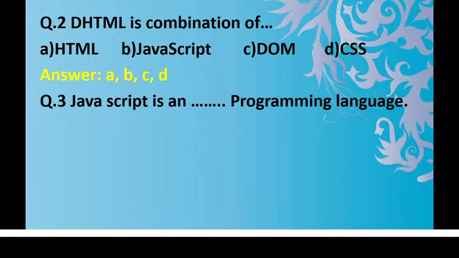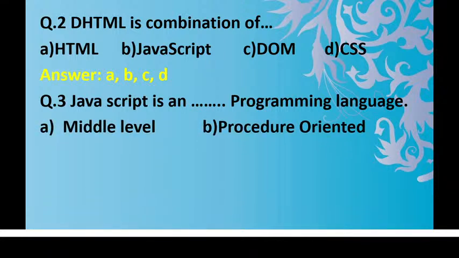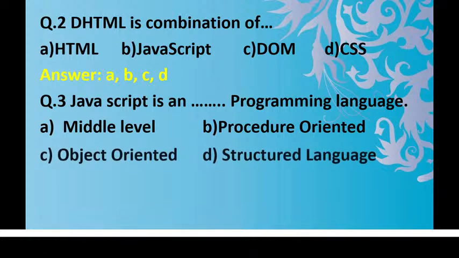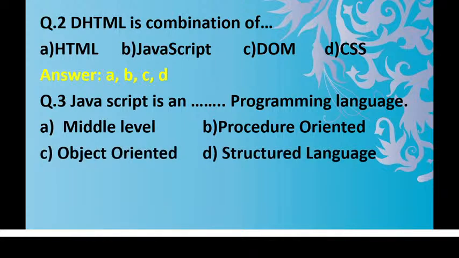Next is, JavaScript is an -- programming language. What will be the answer? It is a middle level, procedure oriented, object oriented, or structured language. JavaScript is an -- programming language. Please guess and type your answer in the chat. I am waiting for your answer. Yes, type your answer in the chat box.